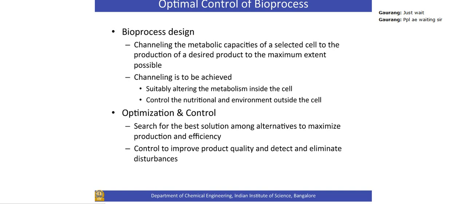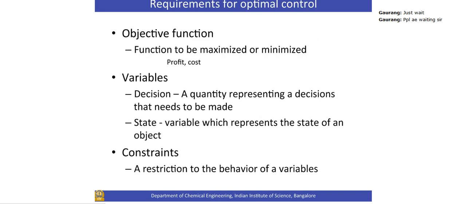What is different is the first bullet point, namely the bioprocess, where we are trying to deal with a living cell to do exactly the same thing that we have been doing for chemical processes. So let's go back and focus on what the requirements are for an optimal control. Given these objectives, what is it that we require?